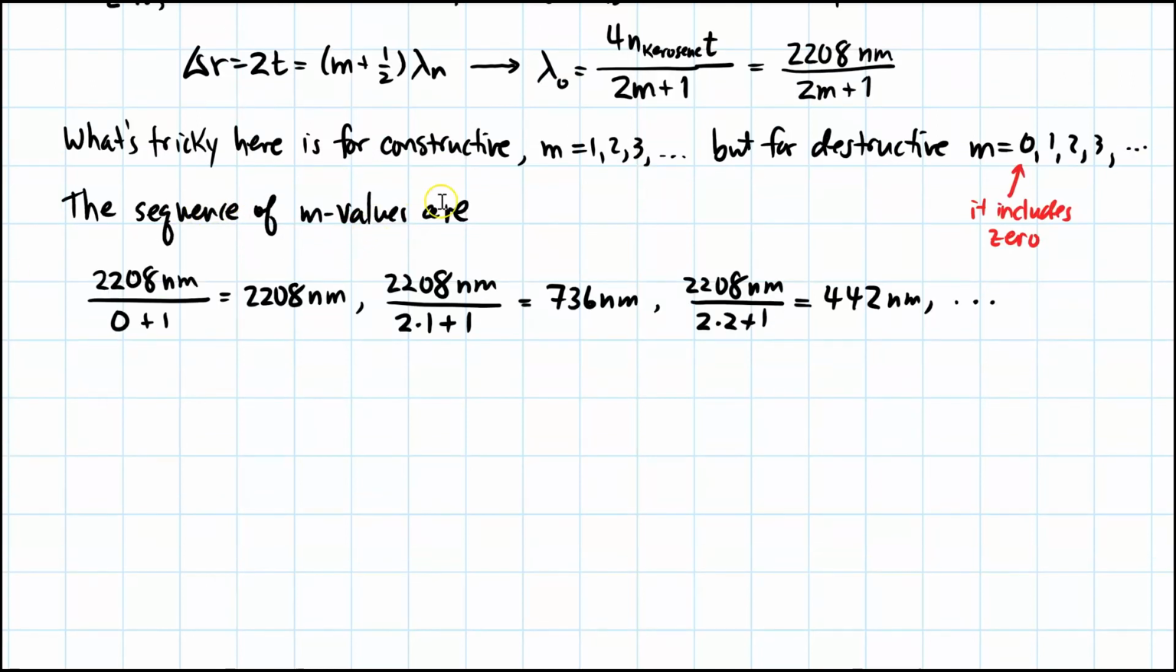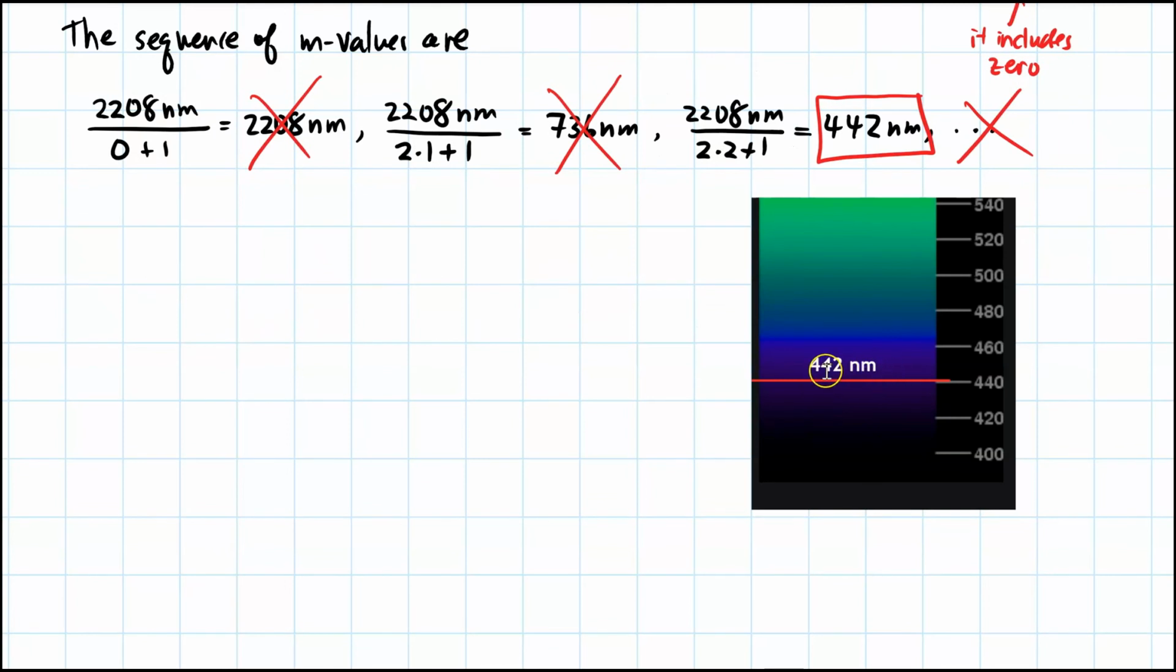The sequence of m values are, for m equals 0, I get 2208. For m equal to 1, I get 736. For m equal to 2, I get 442. And what you're seeing here is that this is outside the visible region, this is outside the visible region, and anything above that is outside the visible region. This is the only one that falls within the visible region. You can see that this color is in the violet region.